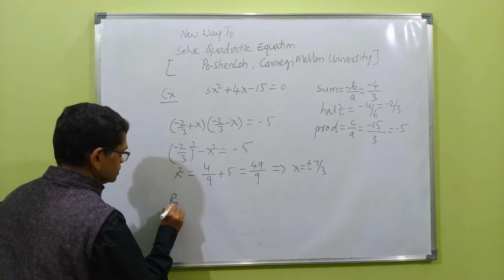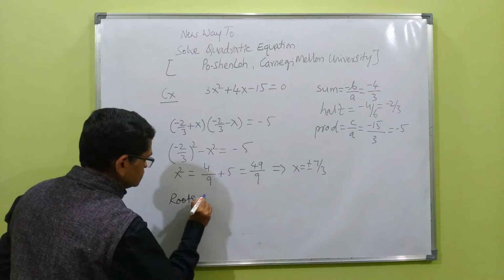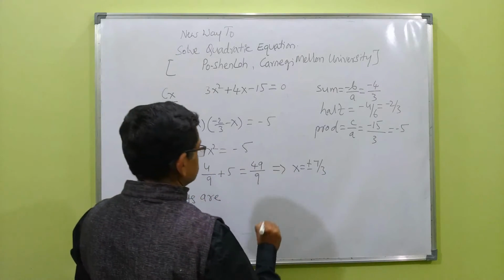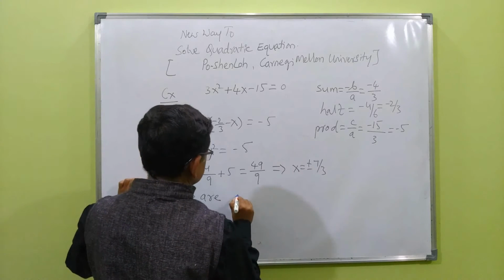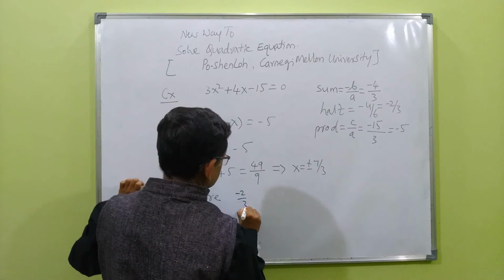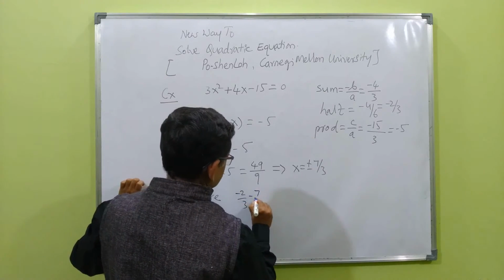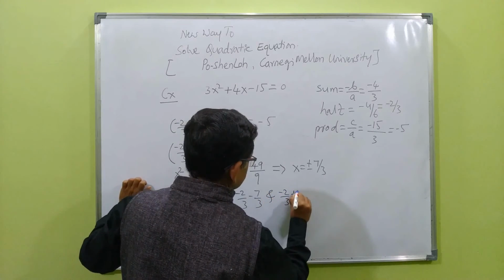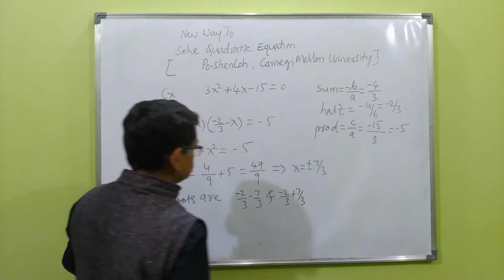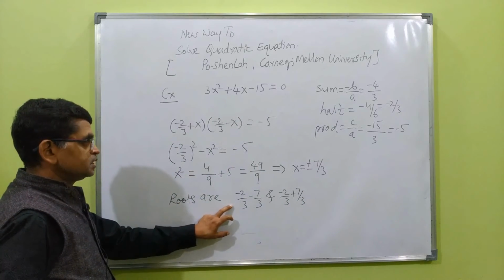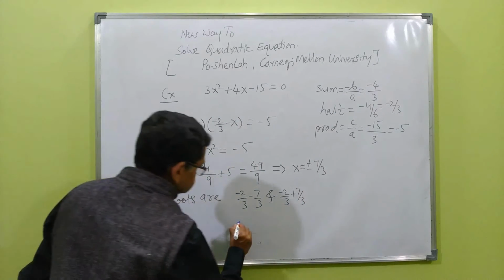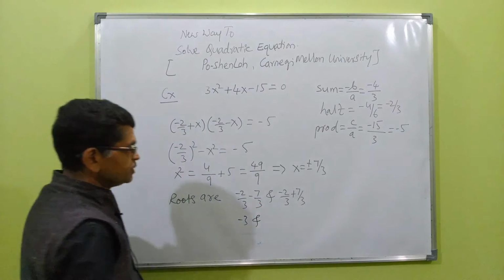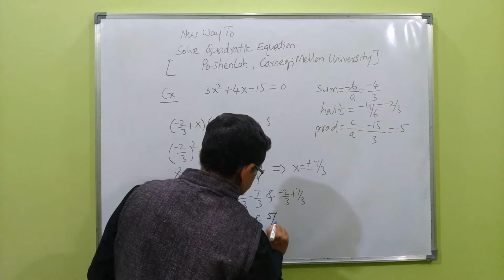So the roots are, how much? Minus 2 by 3 minus 7 by 3 and minus 2 by 3 plus 7 by 3. This is minus 9 by 3, which is minus 3, and it is 5 by 3.